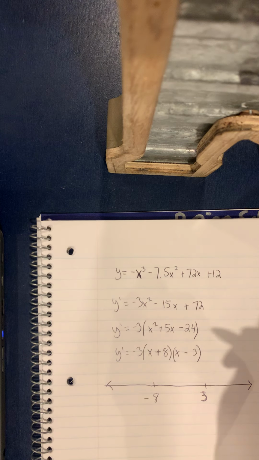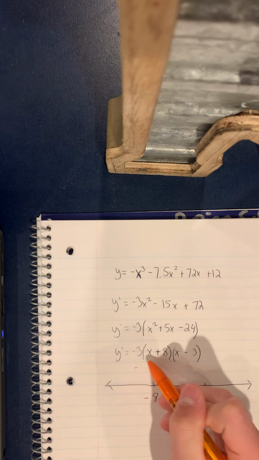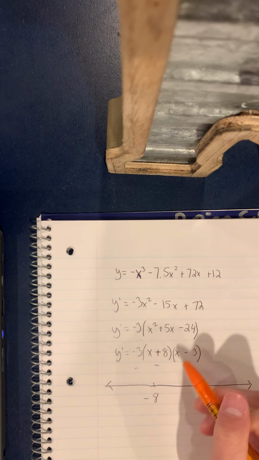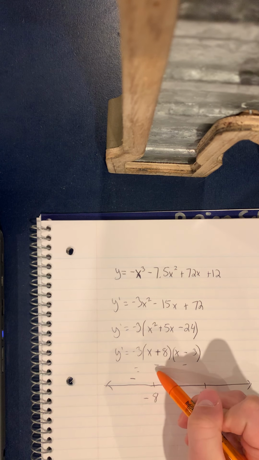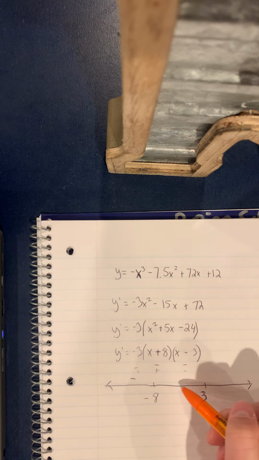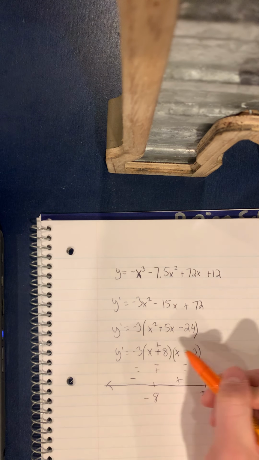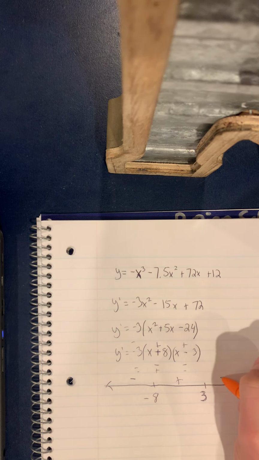Negative 8 and 3. Plug in negative 9. It's going to be a negative there, obviously, and then a negative here and a negative here. So that will be negative. Plug in 0. It's going to be negative, positive, negative. It's going to be positive. Plug in a 4. It's going to be positive there, and negative here, which will result in a negative.